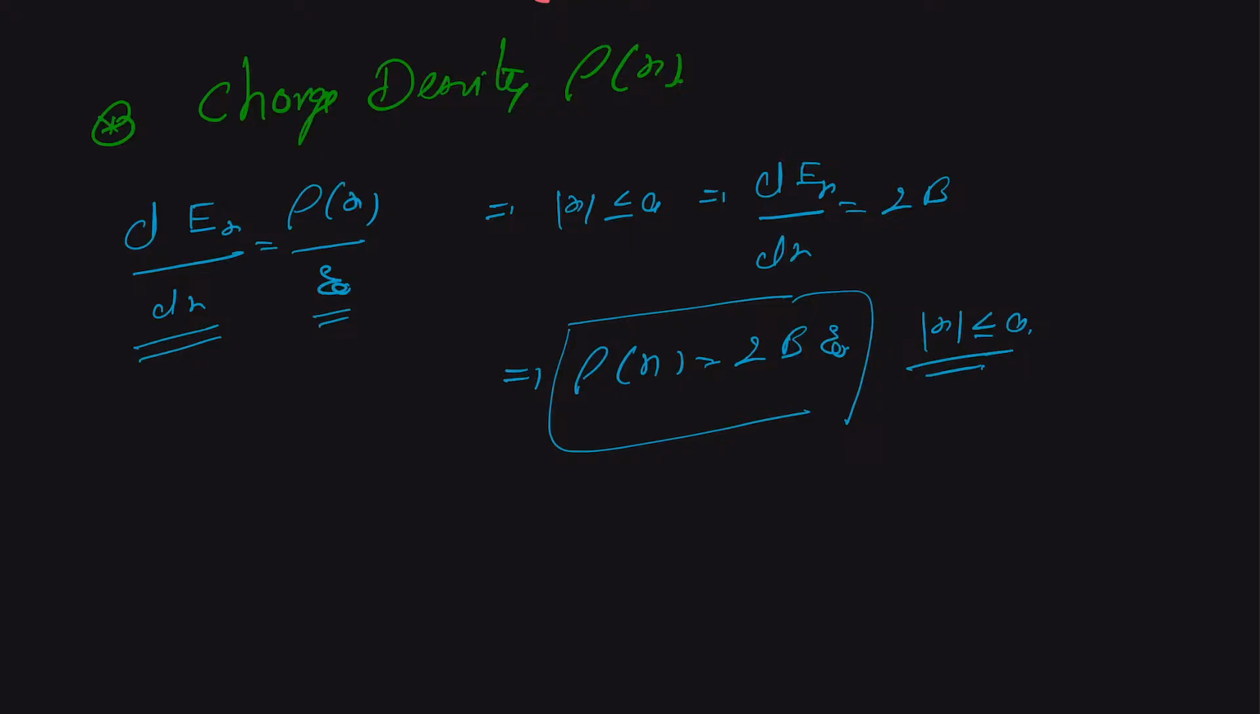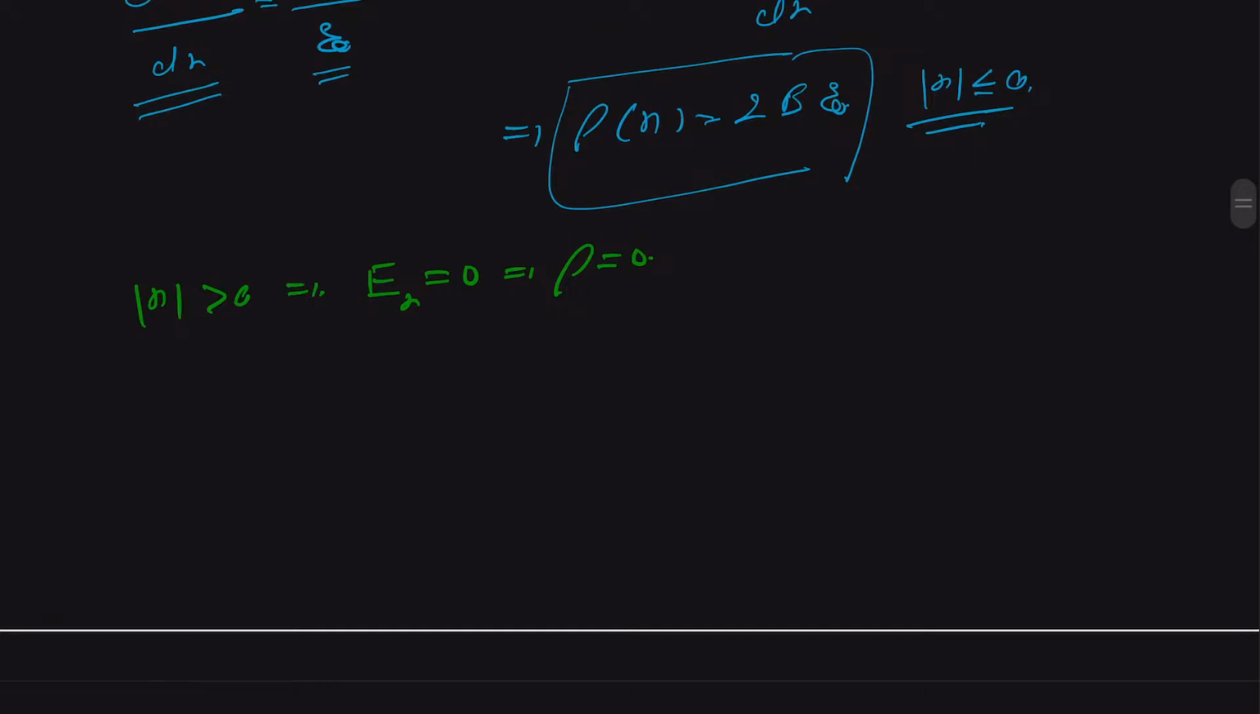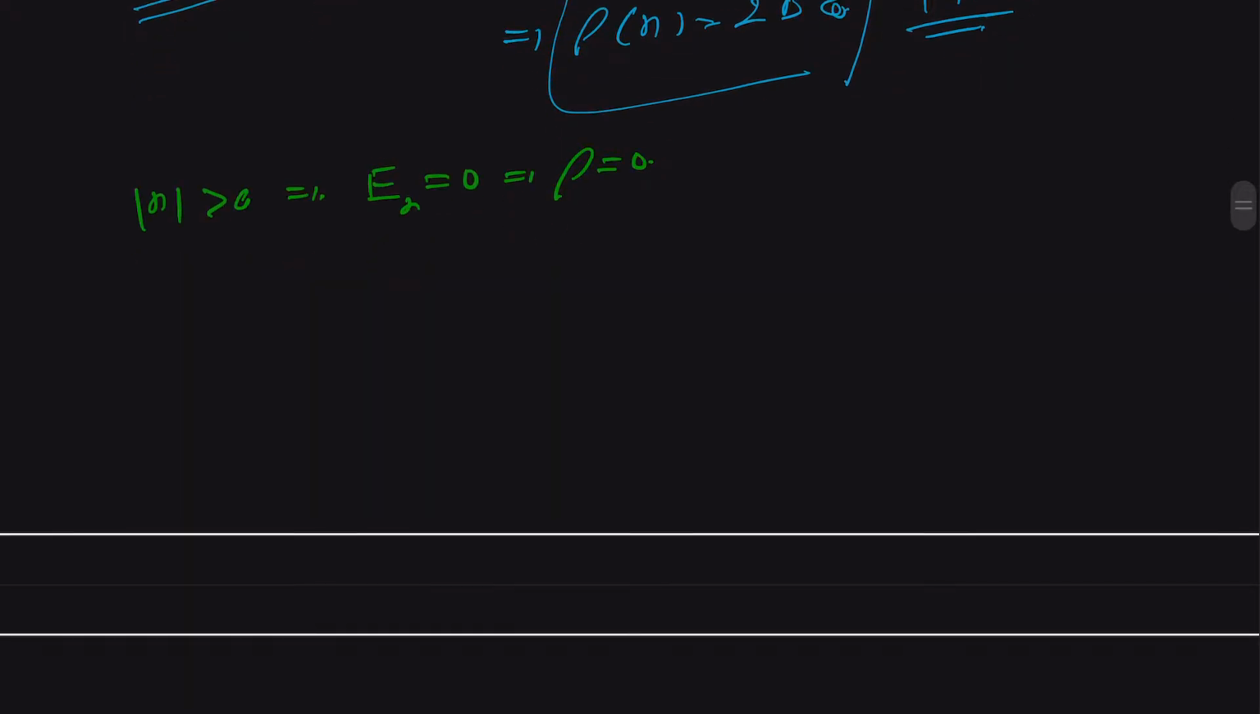And obviously for the outside it will be equal to 0. So you can see when the value of x is greater than a, we can easily say that our value of electric field is equal to 0, so charge density is also equal to 0. And we thus can say that our charge density is having two values. One is 2b epsilon naught, and this is when x is less than or equal to a, and 0 when x is greater than a.